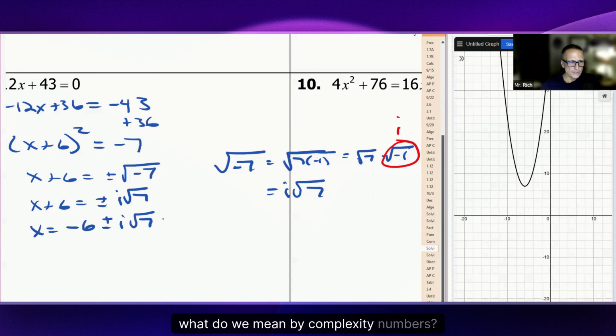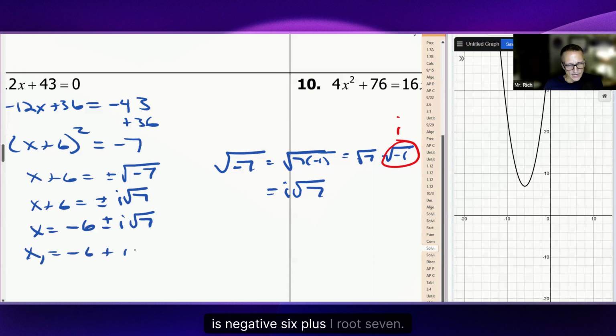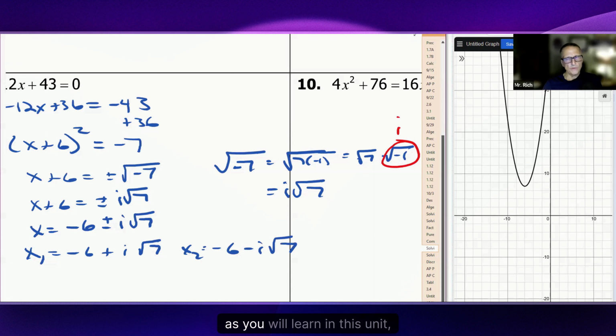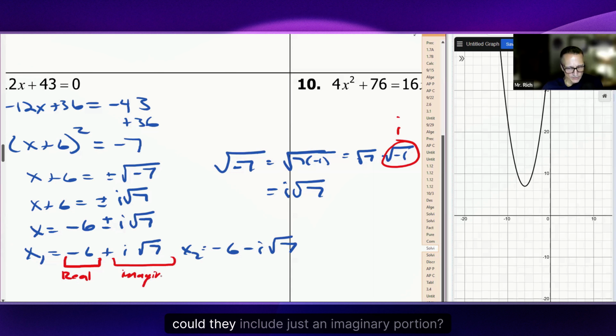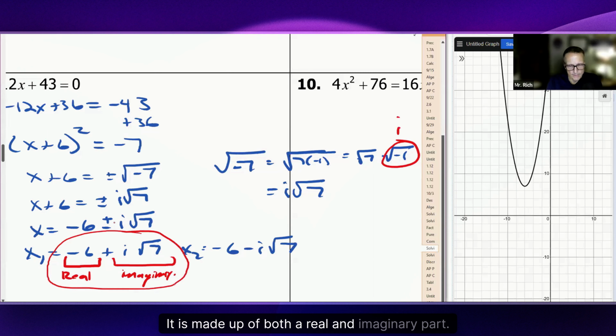Now, what do we mean by complex numbers? The first solution is negative 6 plus I root 7. Solution number 2 is negative 6 minus I root 7. Complex numbers, as you will learn in this unit if you haven't covered it already, include a real portion and an imaginary portion. Could they include just an imaginary portion? Sure. Could they include just a real portion? Yes. But in this case, we have both real and imaginary parts. This number is called a complex number. It is made up of both a real and imaginary part.